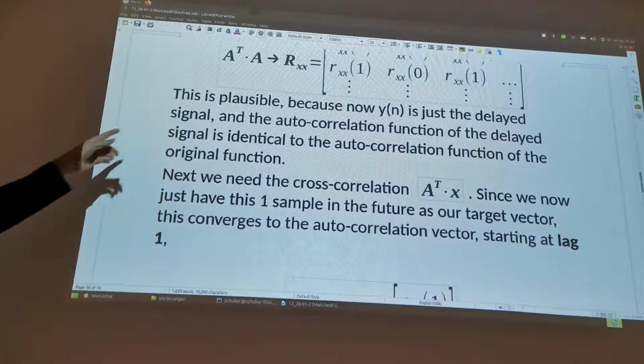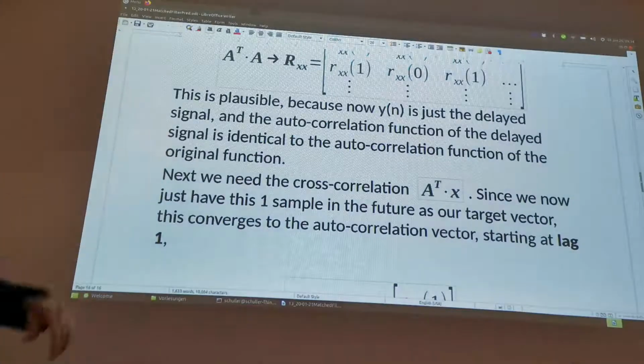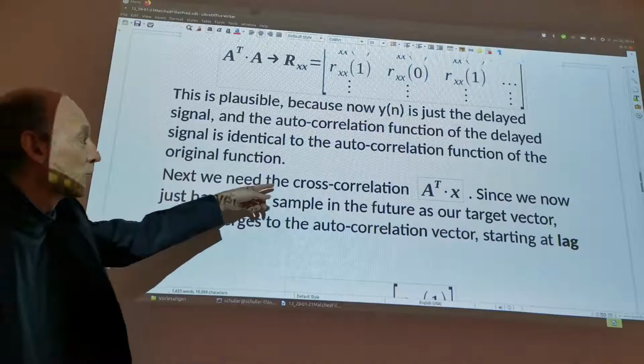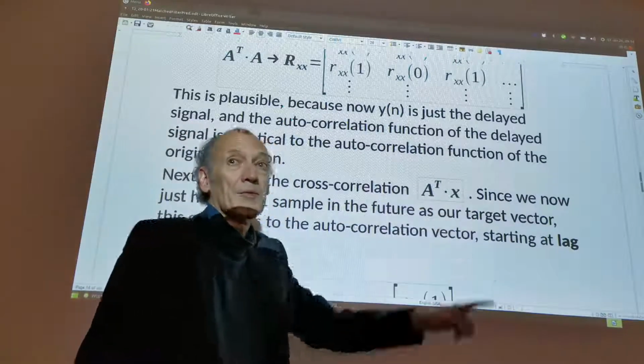Yeah, so this is plausible because now y of n is just the delayed signal, and the autocorrelation function of the delayed signal is identical to the autocorrelation of the original function. Right? So next we need the cross correlation A transpose X.